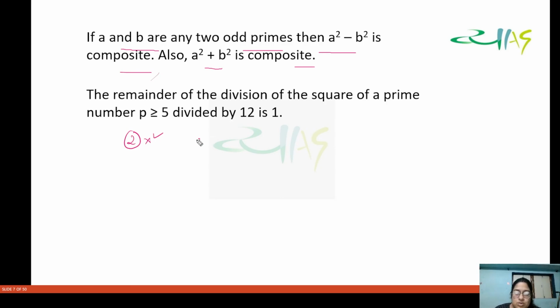Let's see whether this is true or not. Let us keep a equals 5 and b equals 7. So a square minus b square is 5 square minus 7 square. This is 25 and this is 49. What is the subtraction? 24, minus 24 you are getting. So this number is composite. Obviously we know this number has many factors: 2, 3, 6, 12. These are all its factors, so definitely this is a composite number.